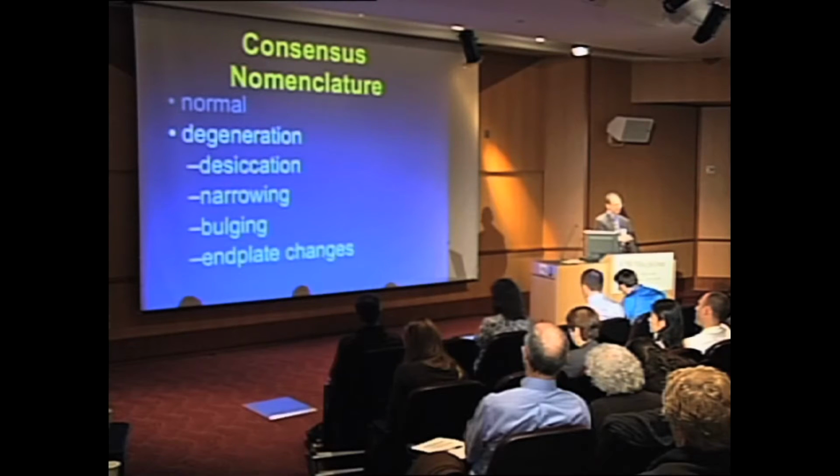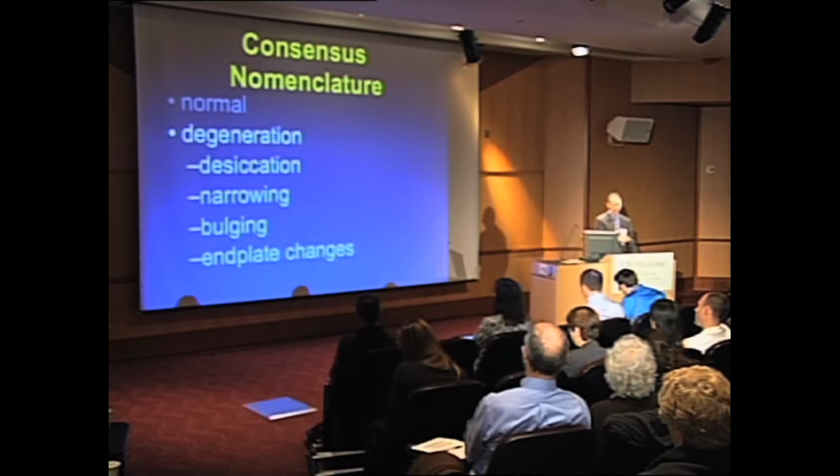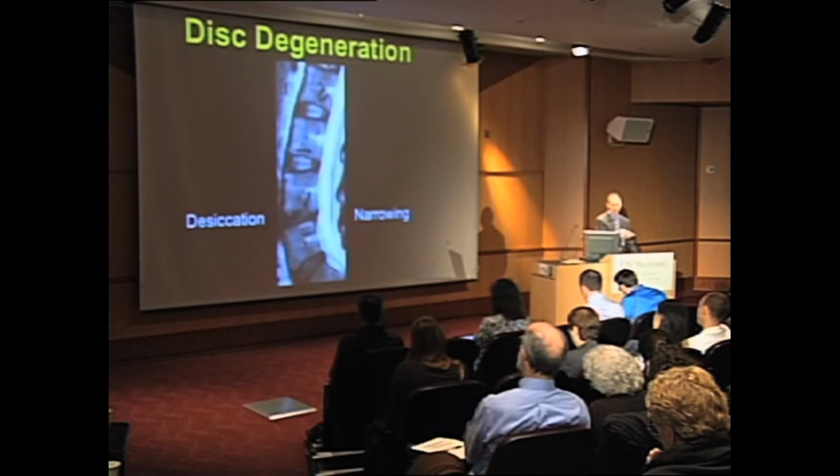There is some interesting information coming out about end plate changes, also known as Modic changes. There are types 1, 2, and 3. Type 1 is essentially end plate edema with presumably hypervascular changes associated with it. Type 2 is fatty changes of the end plate, and type 3 is sclerosis. And then osteophytes are a hallmark of degeneration.